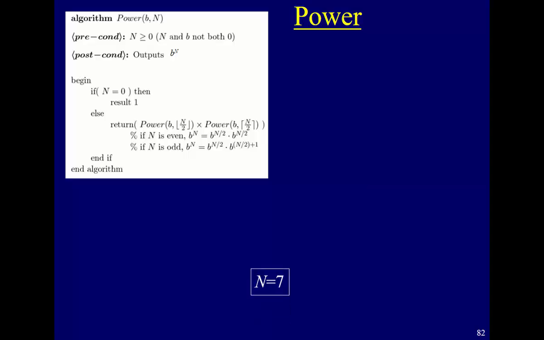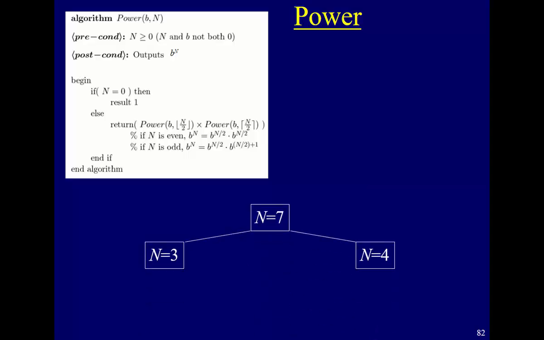So here, if you call it on 7, it recurses on those, and they return their values, and we multiply them together. People kind of buy that? Yeah?